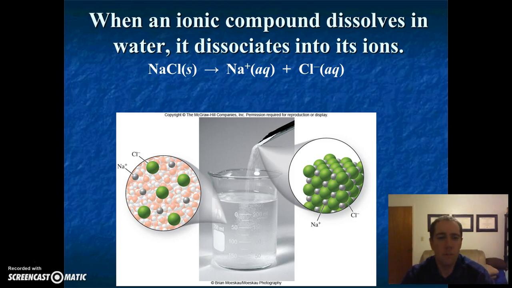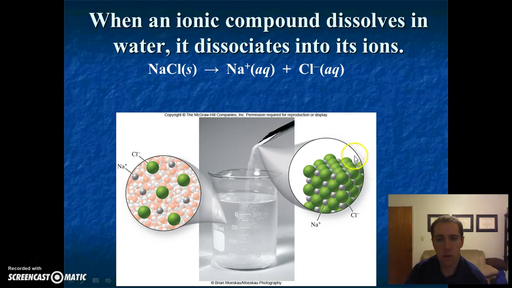Now we at least mentioned the fact that ionic compounds are electrolytes. When we put an ionic compound in water, it breaks apart into its different ions. So we take sodium chloride as a solid, we put it in the water, it's going to break into its sodium ions and its chloride ions. It is no longer sodium chloride. The sodium ions are completely independent of the chloride ions.